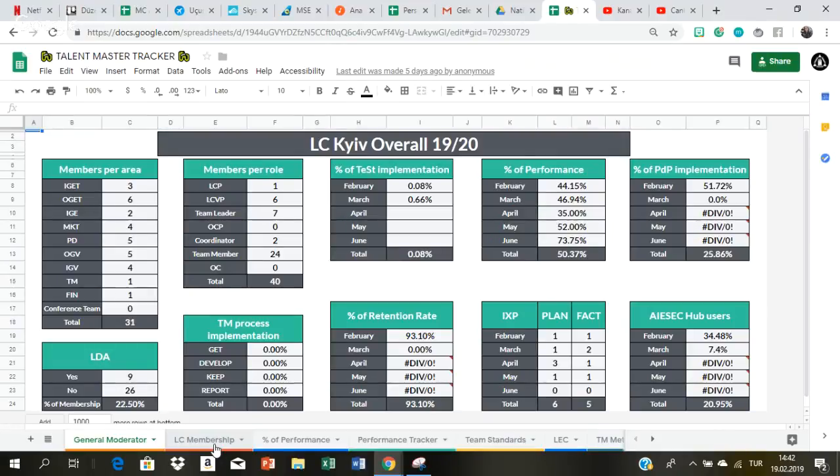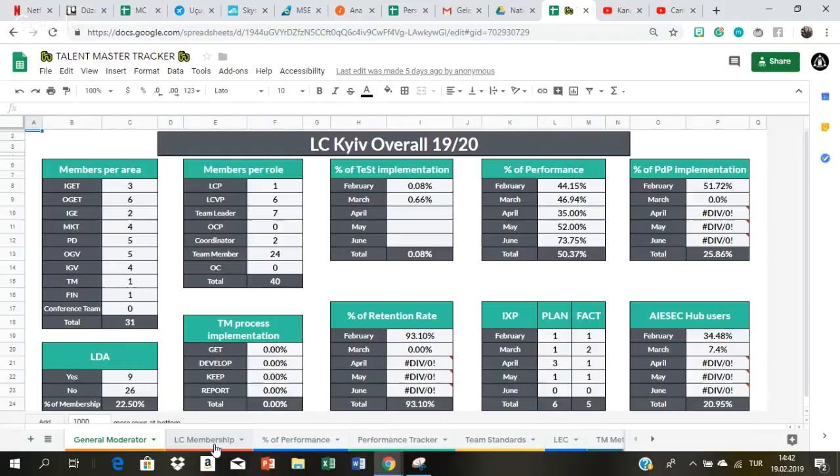In this part, you don't need to do anything because it is completely automatic, done by formulas. When you fill out some specific sheets, the results will be shown in this part. So for you, it will be easy to report, and from the MC side, it will also be easier.